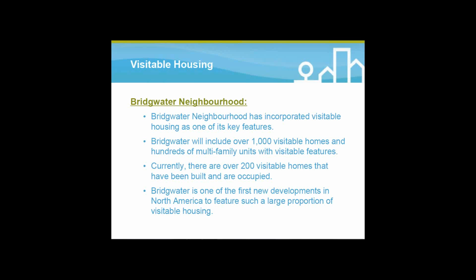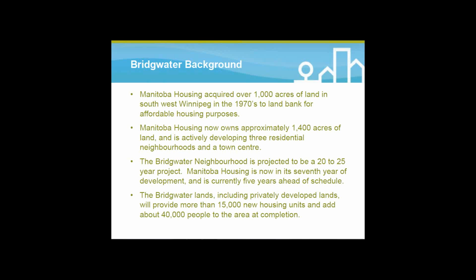Now, just to give you a little bit of background on the Bridgewater neighborhood, Manitoba Housing acquired over 1,000 acres of land in southwest Winnipeg way back in the 1970s to land bank for affordable housing purposes. And in the early 2000s, there was a land supply shortage identified in this particular area of the city. As a result, Manitoba Housing, along with a private developer called Ladco, approached the city of Winnipeg to receive approval to develop this area in southwest Winnipeg for new homes. Manitoba Housing now owns approximately 1,400 acres of land in this area, and we're actively developing 3 residential neighborhoods and a town center. The Bridgewater neighborhood is projected to be a 20 to 25-year project, and Manitoba Housing is now in its 7th year of development, and we're currently about 5 years ahead of schedule. And this essentially has to do with market conditions.